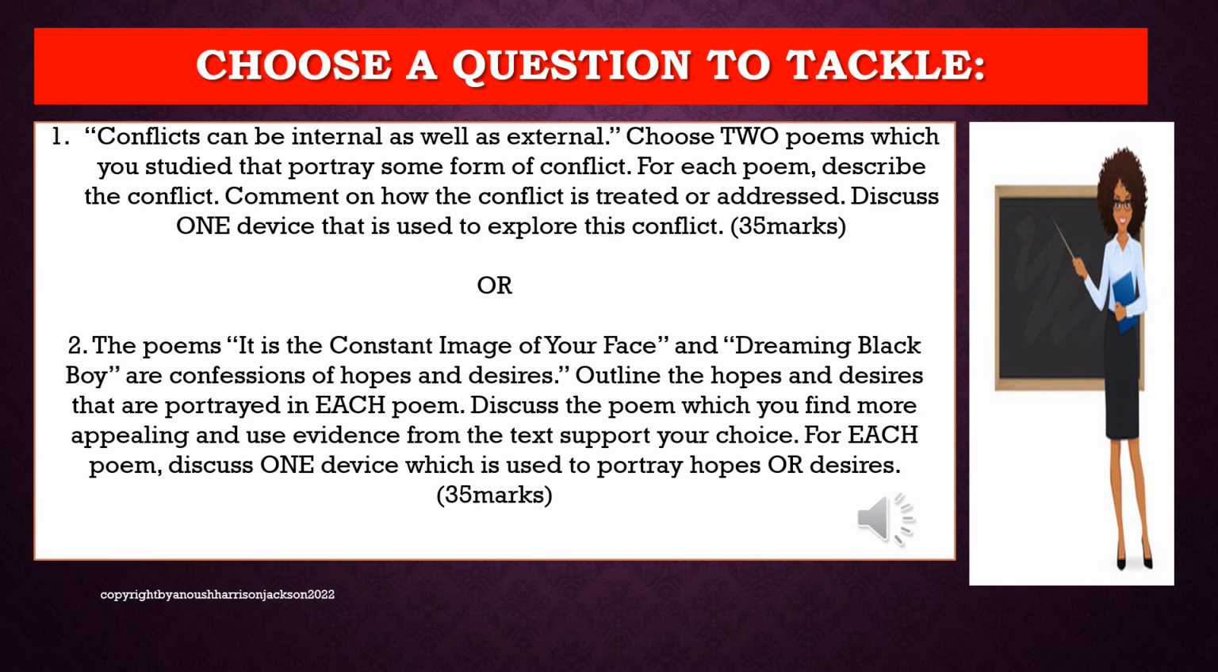Question 2. The poems "It Is the Constant Image of Your Face" and "Dreaming Black Boy" are confessions of hopes and desires. Outline the hopes and desires that are portrayed in each poem. Discuss the poem which you find more appealing and use evidence from the text to support your choice. For each poem, discuss one device which is used to portray the hopes or desires.